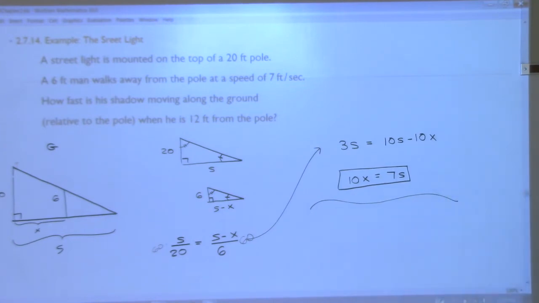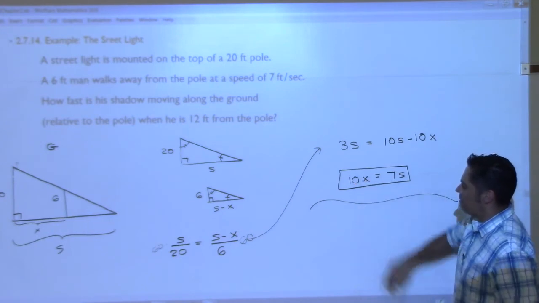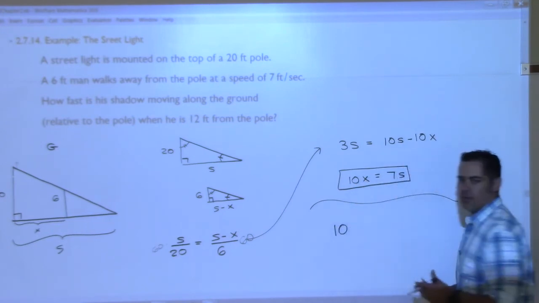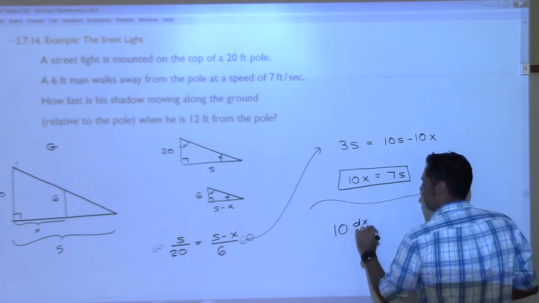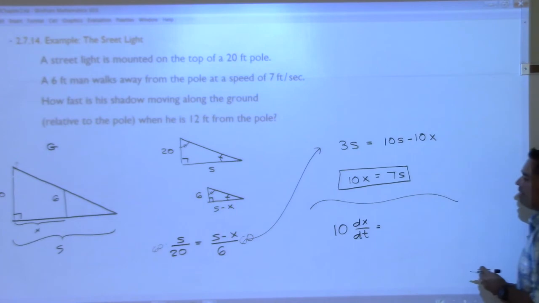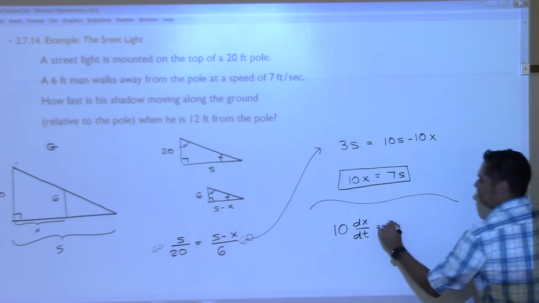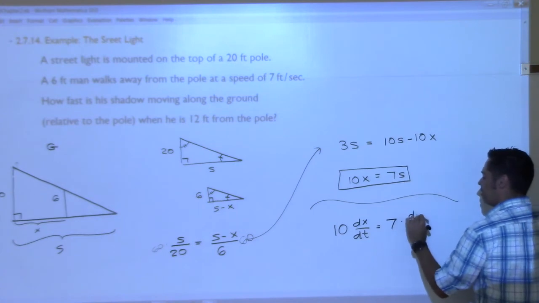The derivative of the left side, Jace, is what? 10, with respect to t. Okay, 10 is a constant, right? Attached to this, it's going to come for the ride. So 10's there. What's the derivative of x? With respect to t. That's the important thing. With respect to t, dx dt equals, now derivative of the right side, 7 times ds dt.